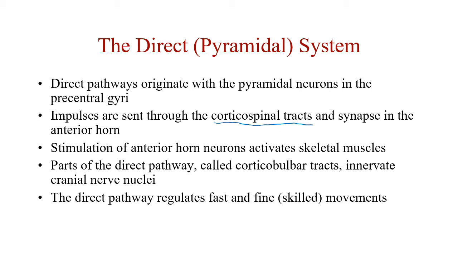As we stimulate those anterior horn cells, those go out and activate specific skeletal muscles, or even more so, specific motor units within a skeletal muscle itself. The direct pathway also has information traveling along the corticobulbar tracts, and so getting into cortex and going down into the brainstem. This is going to be going into different cranial nerves, and so controlling information for our movements there.